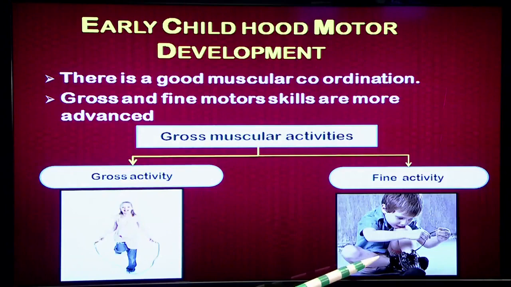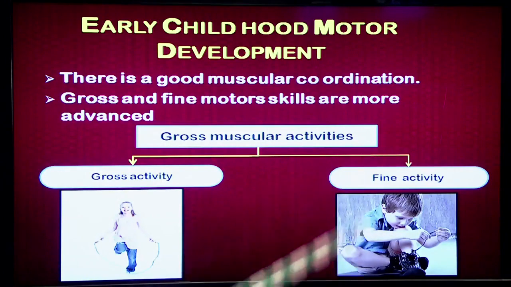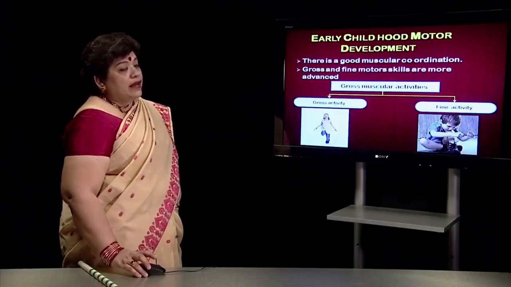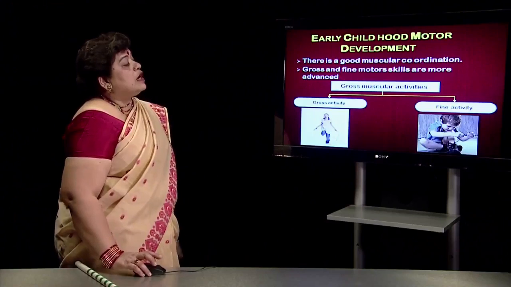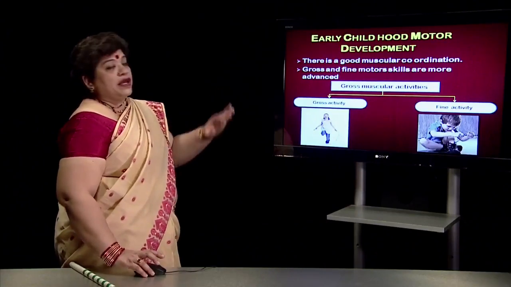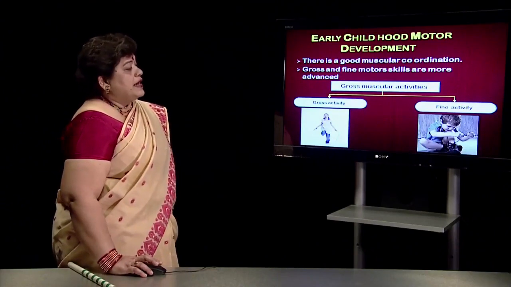Here you find this is a fine motor activity where the child has to tie the shoelaces. It is a very highly skilled job for this child because fine muscles of the finger have to function, and at the same time he has to analyze and assess how and what to do so that the lace is tied properly. So, when we say motor development in early childhood, it involves a lot of coordination between the muscles for gross and fine activities.